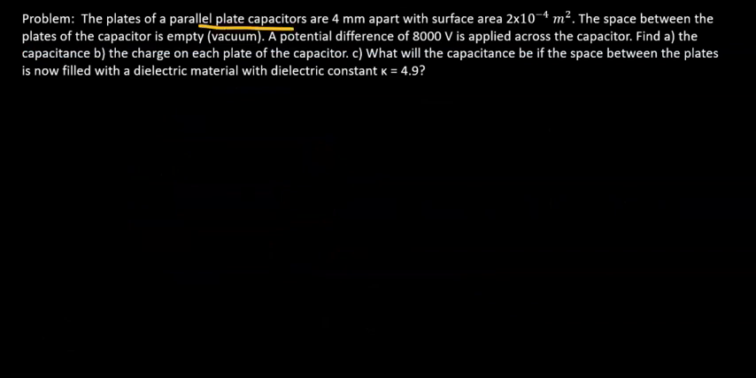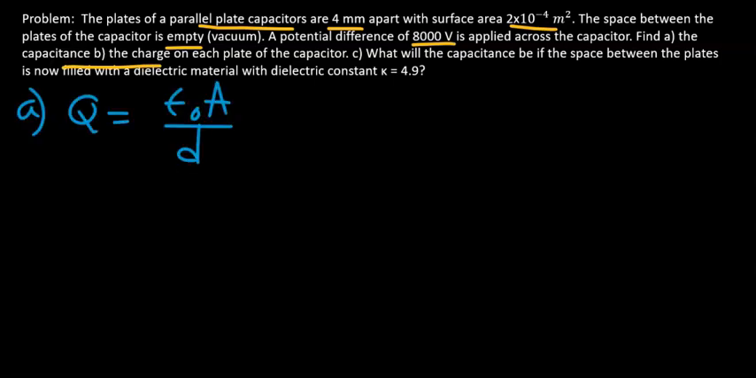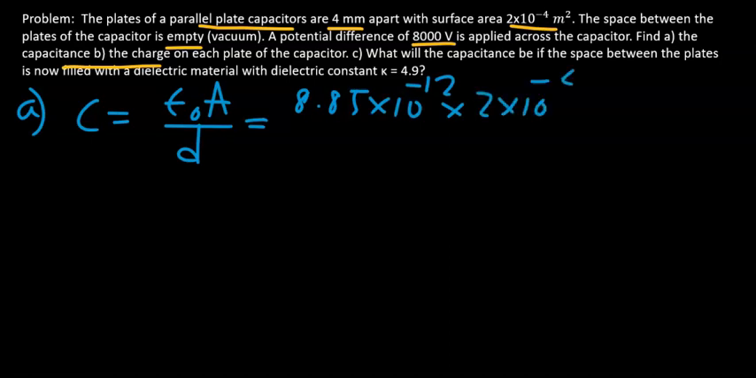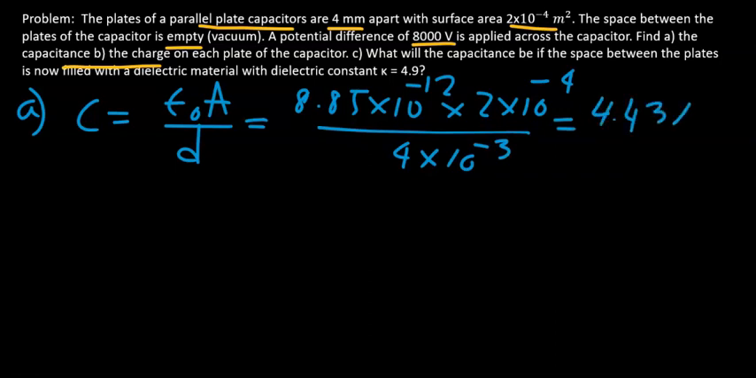The plates of a parallel plate capacitor are 4 mm apart, and the surface area is given like that. The space between them is empty, meaning you have vacuum inside. A potential difference of 8000 volts is applied. Find the capacitance of this capacitor. Note, this is a parallel plate capacitor with vacuum inside. So the permittivity of vacuum is 8.85 times 10 to the power minus 12. Area is 2 times 10 to the power minus 4. The distance between them is 4 mm, so convert that into meters, 4 times 10 to the power minus 3. And that's going to give you 4.43 times 10 to the power minus 13 farad.